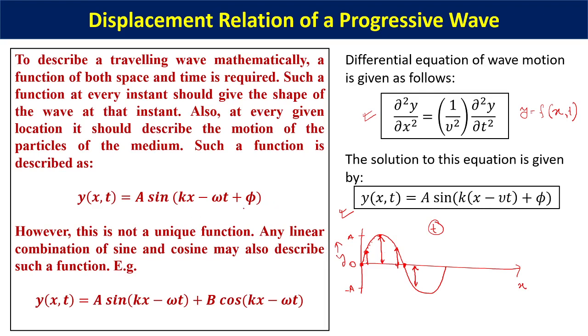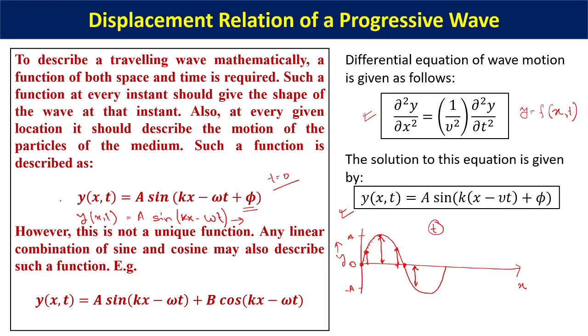There is a phase constant phi which has been added to this, which depicts the particle position at some initial time t equal to 0. We may well choose phi equal to 0, so that the phase of the displacement relation at time t equal to 0 is 0. If we choose like that, then this relation becomes y of x,t equals a sine of kx minus omega t. In many cases we only consider up to this, that is sine of kx minus omega t. The phi we do not consider. Whenever we do not consider phi, you should know that phi is actually equal to 0.